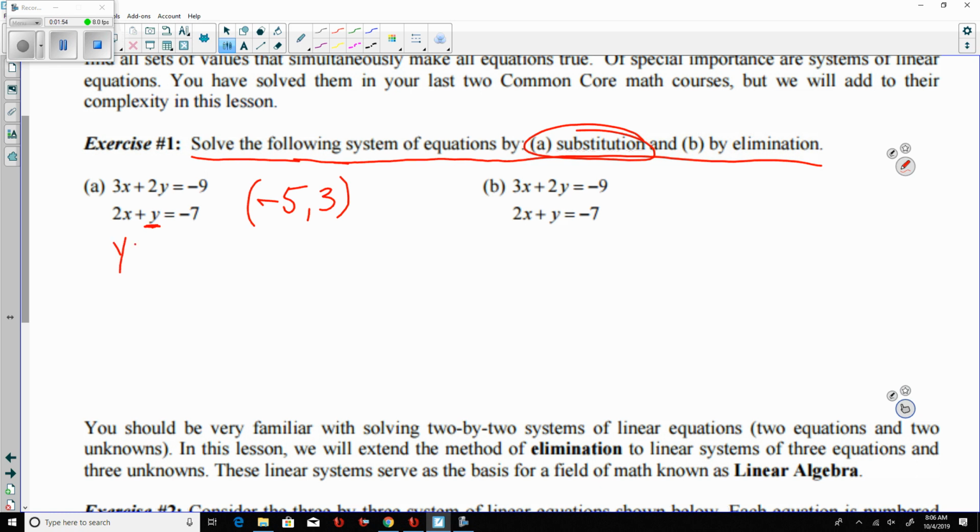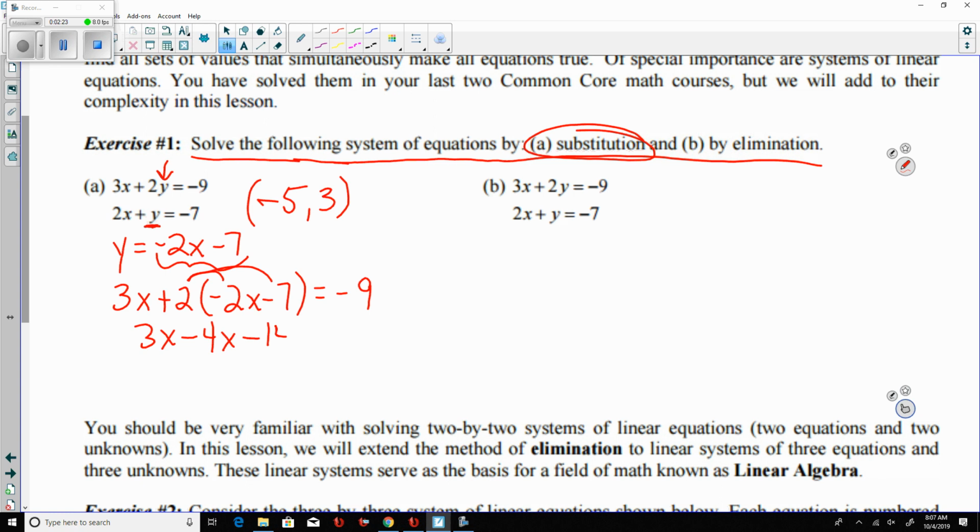So I'm going to rewrite this as y equals -2x minus 7. Then I'm going to take this value for y and substitute in for the y in the first equation. So I have 3x plus 2 times (-2x minus 7) equals -9. So now you're solving for one variable. Distribute the 2 to both terms. So I have 3x minus 4x minus 14 equals -9. Combine like terms, and then add the 14. So I have -x equals 5.